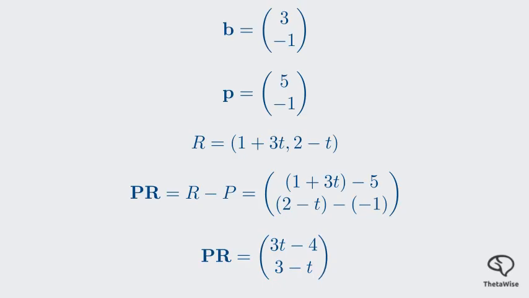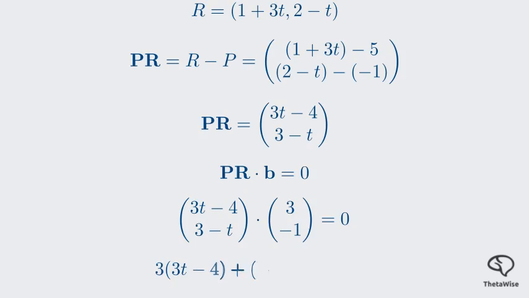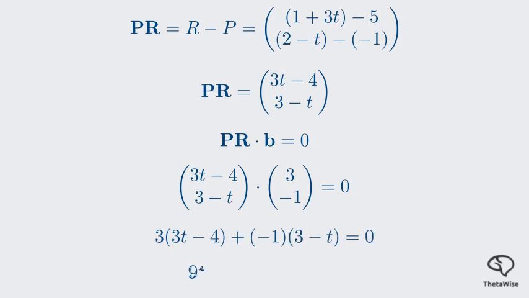Now we apply the perpendicularity condition. PR dot B must be 0. We dot our vector PR with the direction vector B, which is (3, negative 1), and set the result to 0. Performing the dot product, we multiply the x components and add the product of the y components. This gives us 3 times (3t minus 4) plus negative 1 times (3 minus t) equals 0. This is an equation we can solve for t.